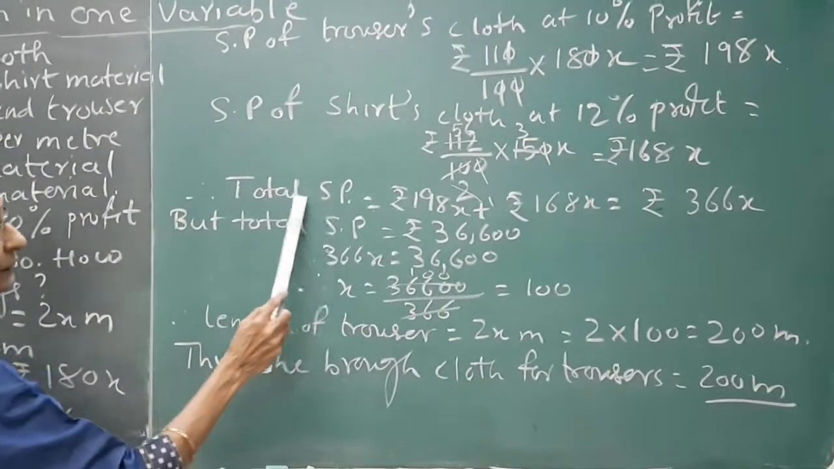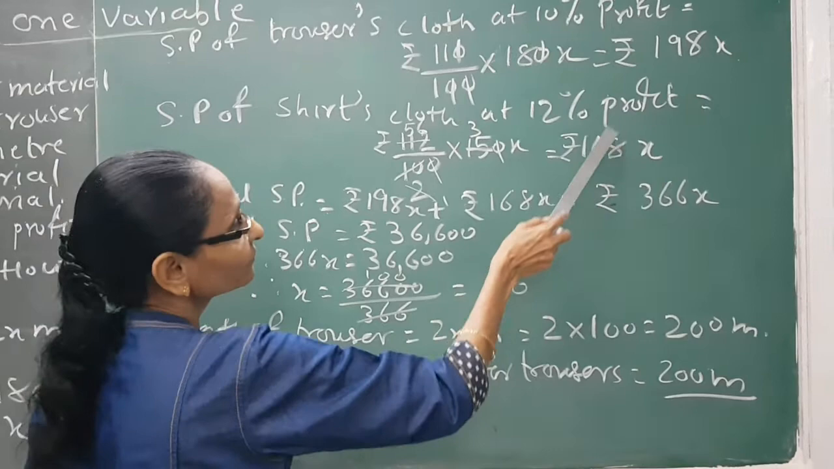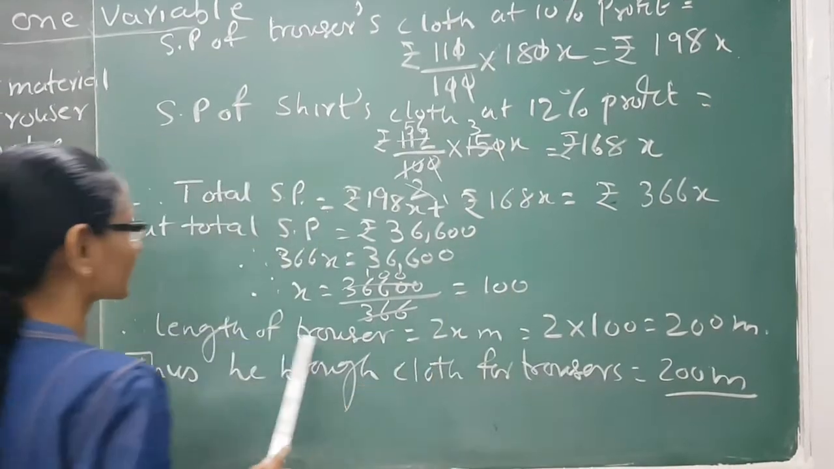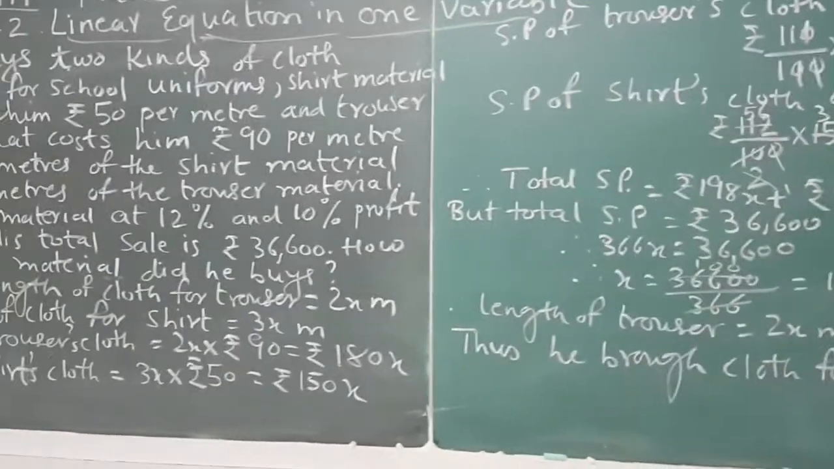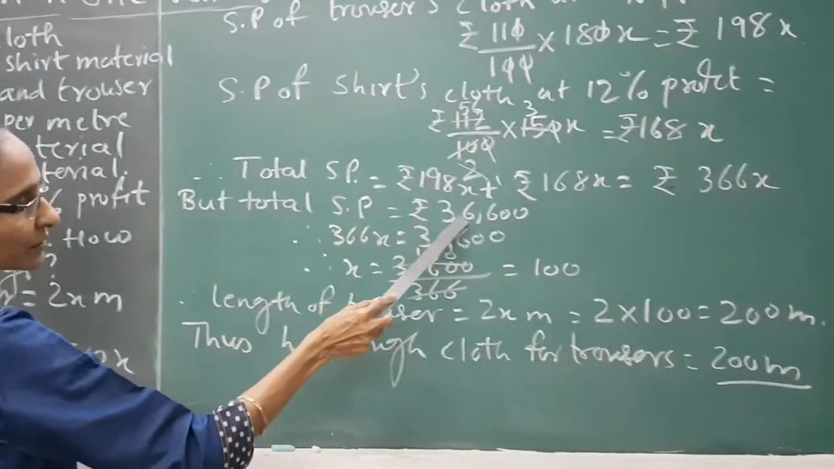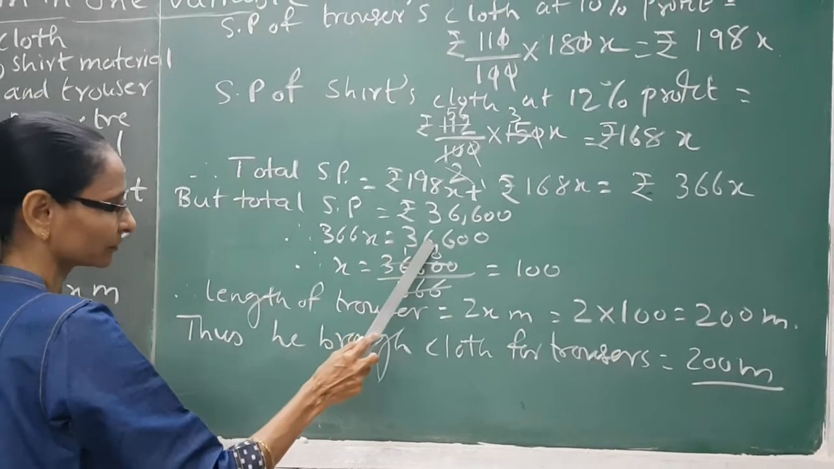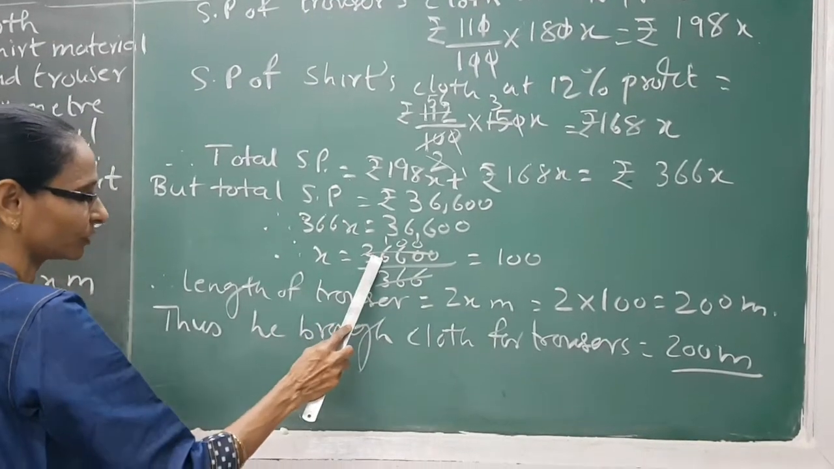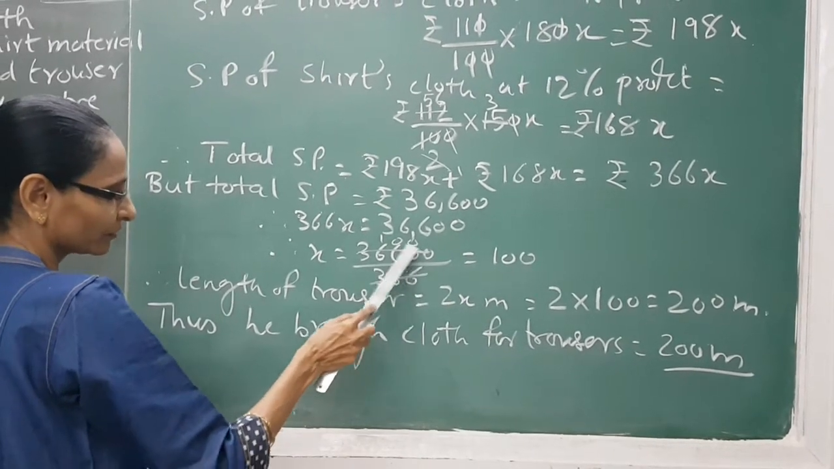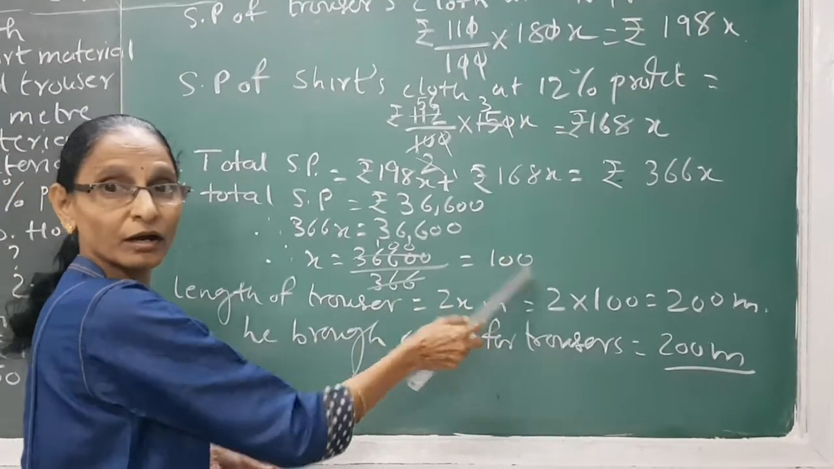Now the total SP is what? ₹198x plus ₹168x. We are adding these two. That is, the total SP is ₹366x. But the total SP given in the question is ₹36,600. Therefore, 366x is equal to 36,600. Therefore, x is equal to 36,600 upon 366. We can cancel 366 ones are 366 and these two zeros. So, x is equal to 100.